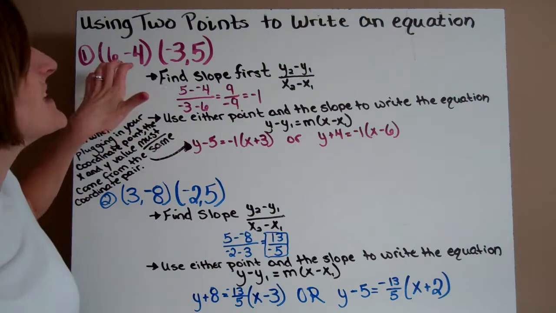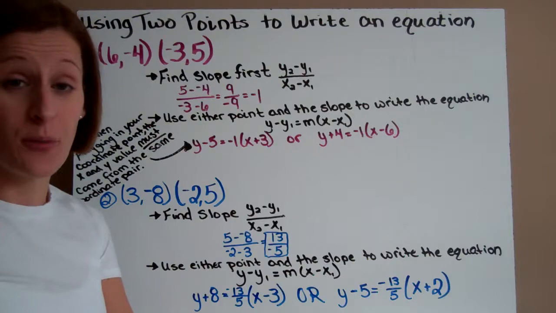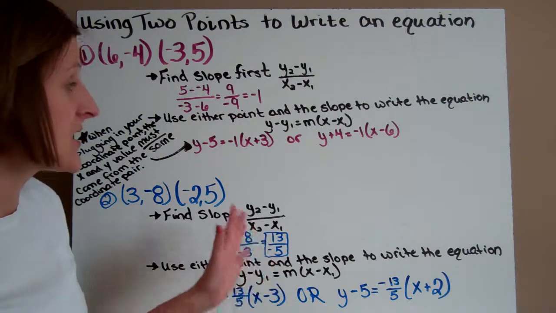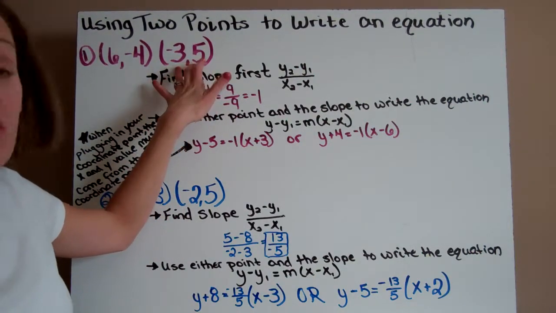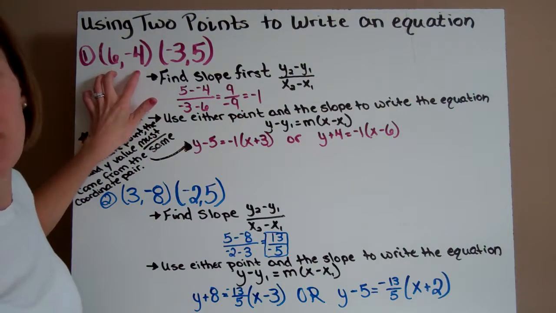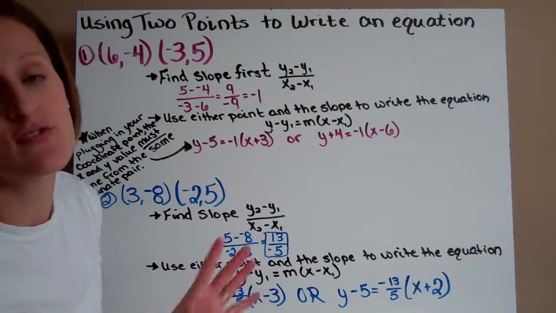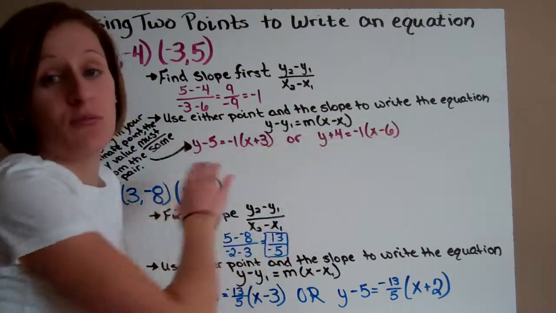Then you're going to use either point. And either point makes your point slope still correct. There's no right or wrong answer with this. As long as you use this point, your -3 with your 5, or your 6 with your -4. As long as you use one of the points that's on the line, there are several different ways you can have point slope written. Okay, so you're going to use either point.